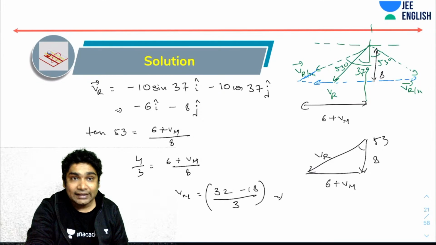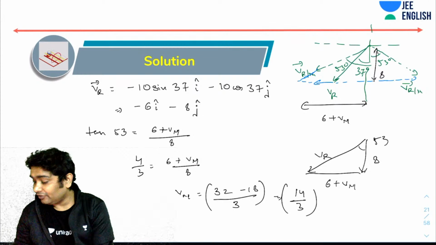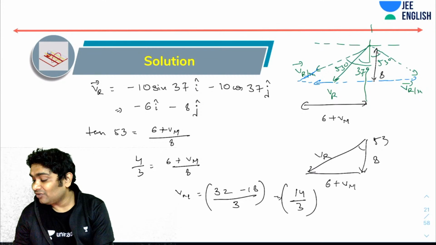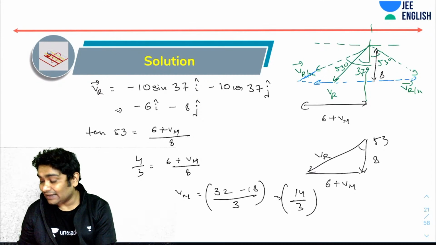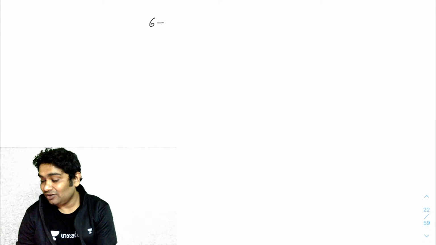And imagine if he was moving in the opposite direction. If this was the case, then this would have been 6 minus v, and this would have been 8 again. So in the second case scenario, the possibility is that (6 minus v minus 6) over 8 would have been equal to tan of 53.